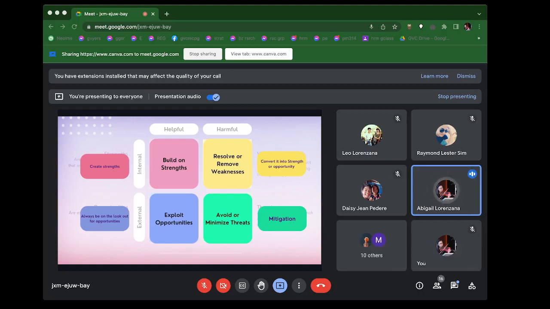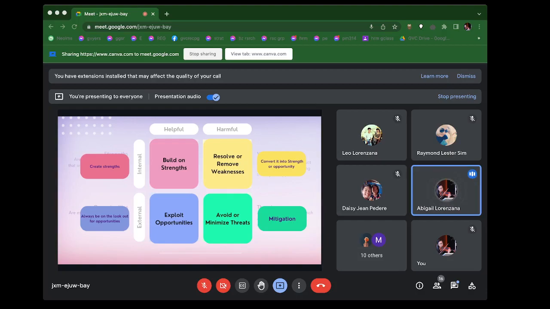And regarding opportunities, you have to exploit opportunities. When opportunities present their hand to you, you have to grab the opportunity and always be on the lookout for opportunities. So you have to show up and discover those opportunities. You have to take action, kasi opportunities are not always there. And threats, you have to avoid them as much as possible or minimize them.